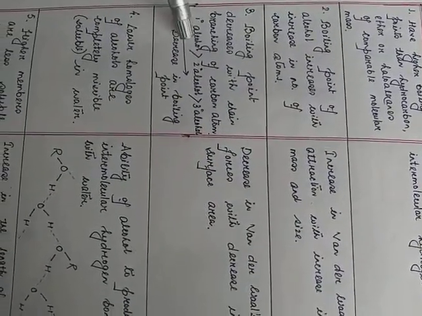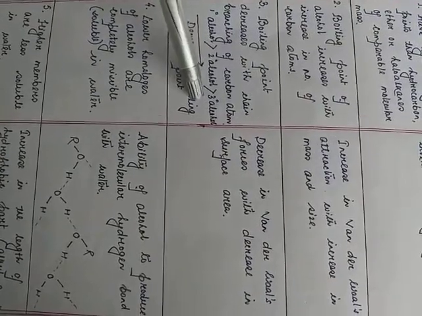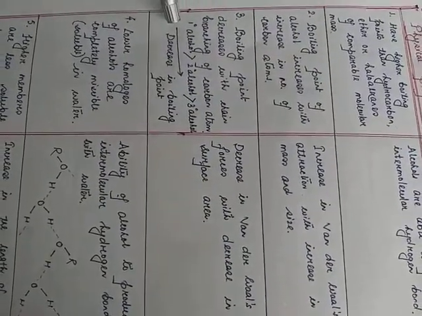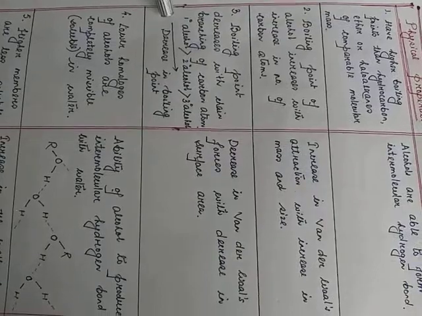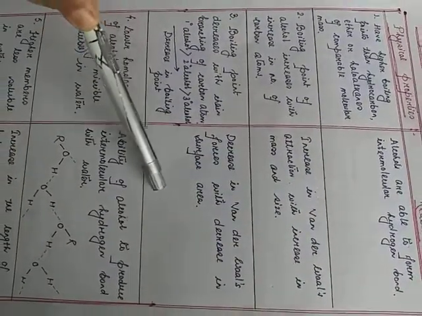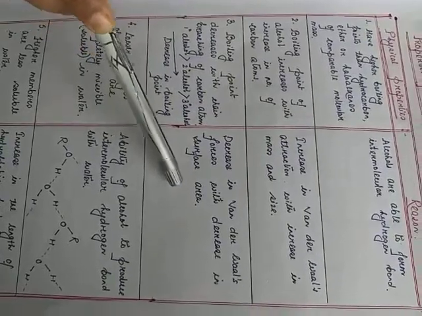The third variation of boiling point that is observed is that primary alcohol has a higher boiling point than secondary alcohol, which has a further higher boiling point than tertiary alcohol. That means for isomeric alcohols only, the boiling point decreases with increase in chain branching, because with increase in chain branching, the surface area decreases.